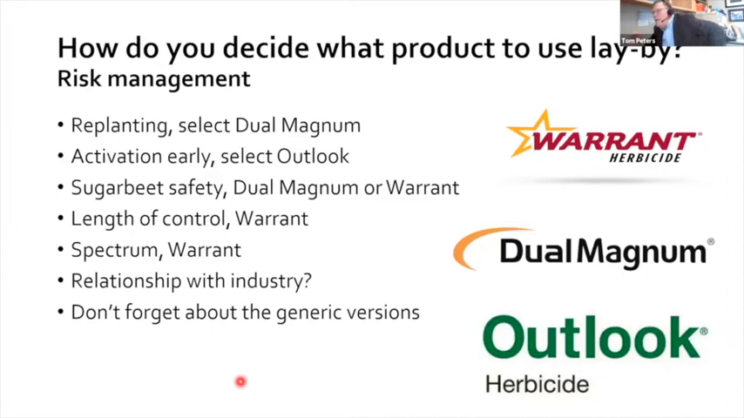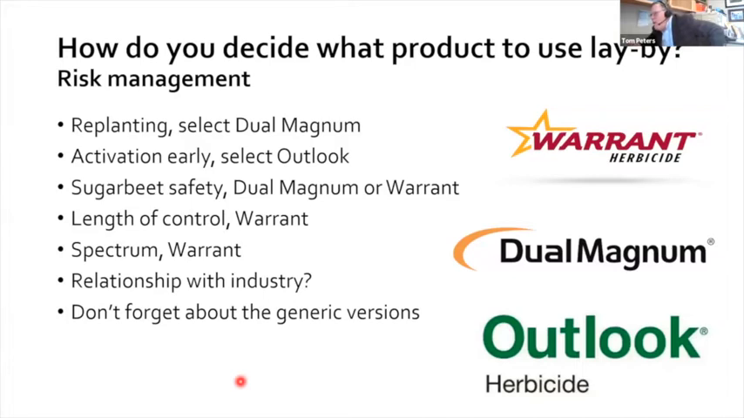So if you're concerned about replanting, you'll want to use Dual, because Outlook and Warrant have at least a 3, maybe a 4 week replanting interval, where you're not going to get stand if you replant into those residues. What about getting it activated? Choose Outlook. Outlook is the most water soluble and it's the easiest to get activated. Okay, I'm going to skip over safety because I'm going to talk about that, since that's an important topic for farmers in the northern part of the valley.